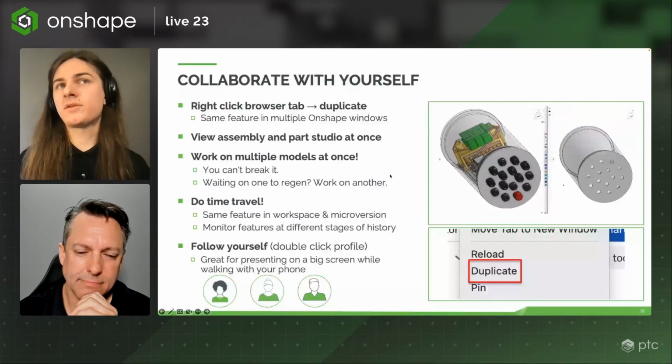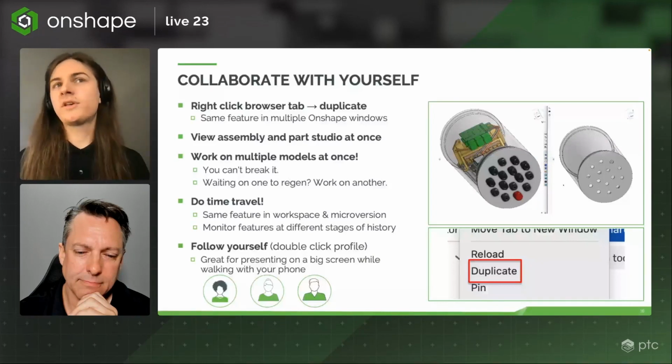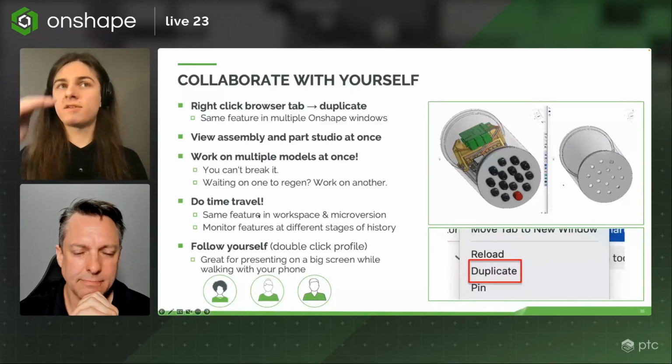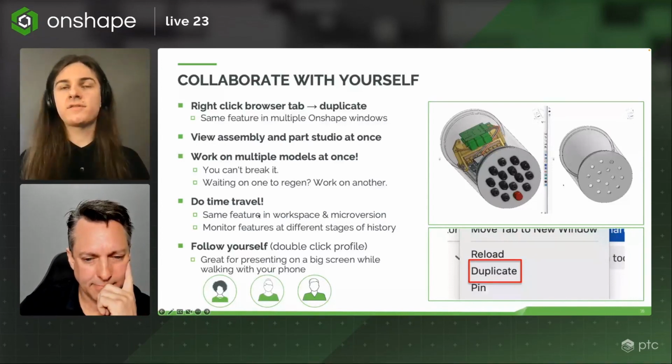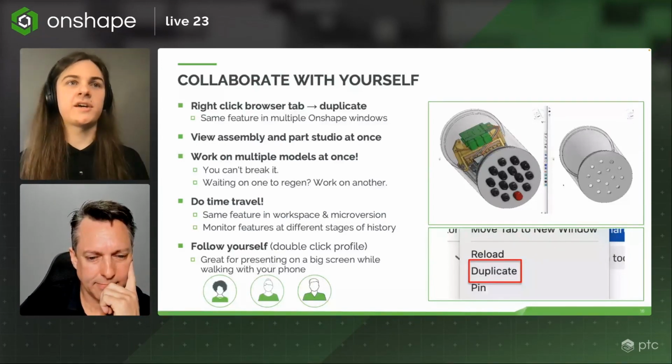You can also work on multiple models at once. If one of your models is a bit slow, just open up another one and work on the two in parallel. You can't break it. You won't slow down Onshape by working on two models at the same time. You can also do some time travel. What that means is you can open up multiple different windows of the document at different versions and workspaces and look at different concepts of the model at the same time.